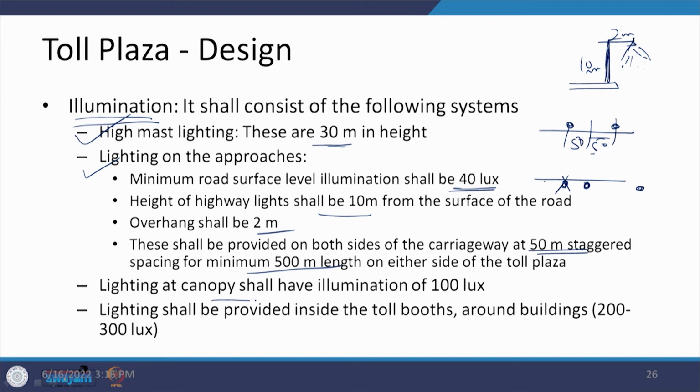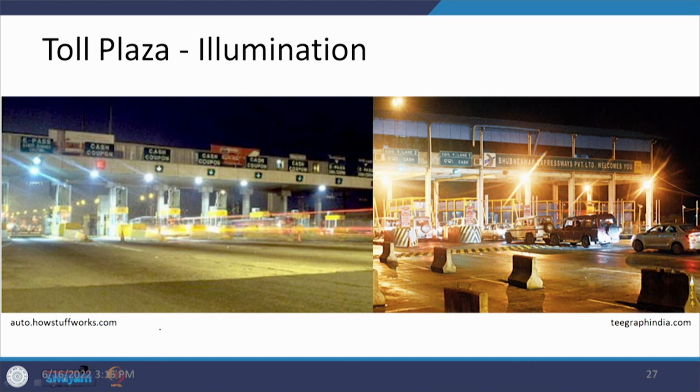The lighting at the canopy level should have an illumination of 100 lux. The buildings, the toll booths, etc., are also going to be lighted. So, there may be 200 to 300 lux of illumination available on those areas. This is how during the night they are going to look like. You can see that there is a high mast here, there are canopy lights being provided here. So, all of these things are being perfectly done, so that even during the night time the operations keep going in a perfect manner.